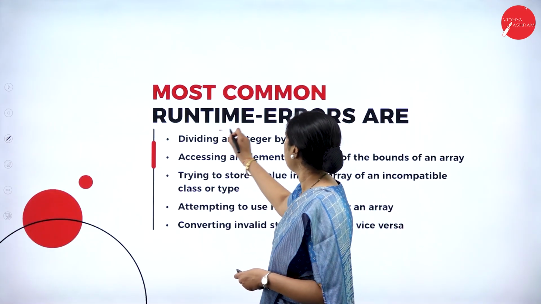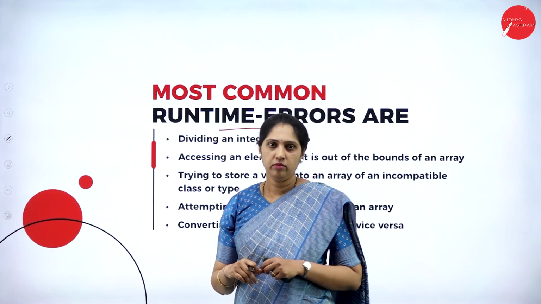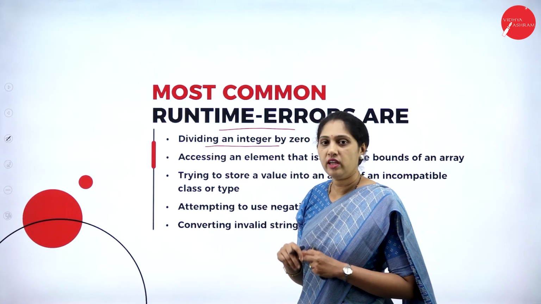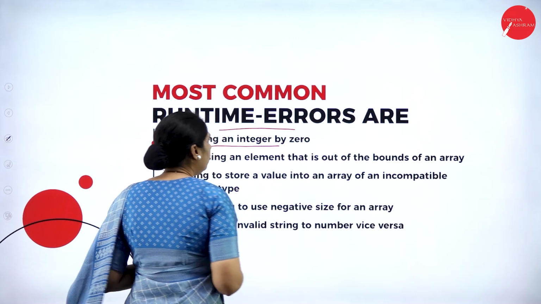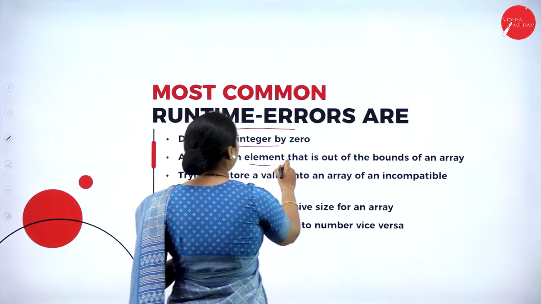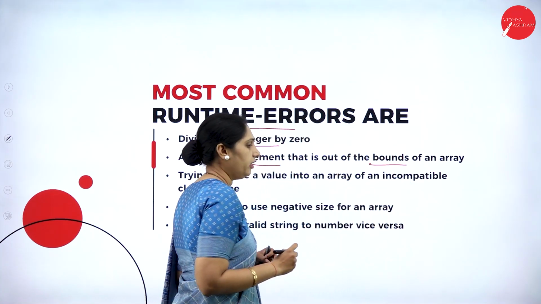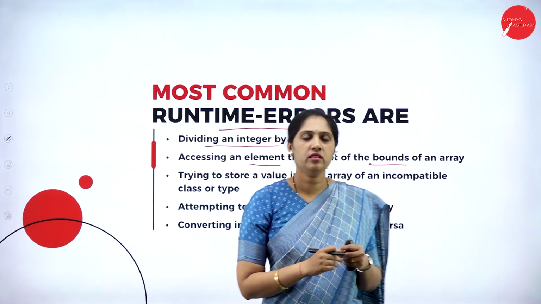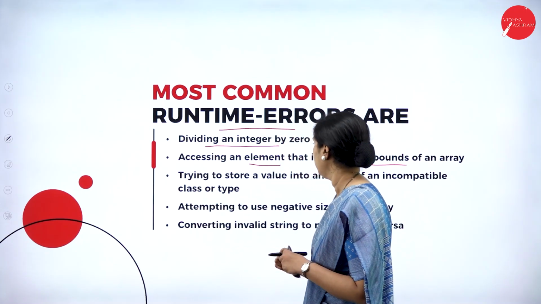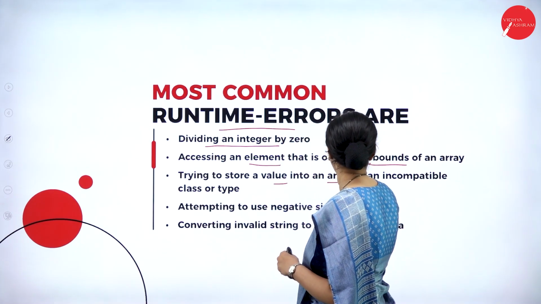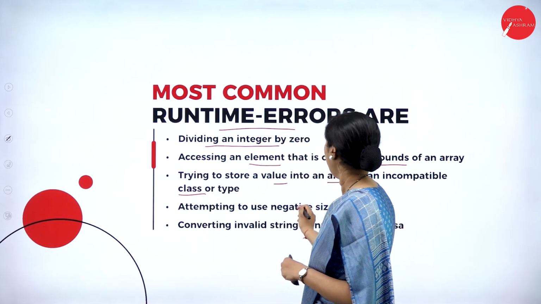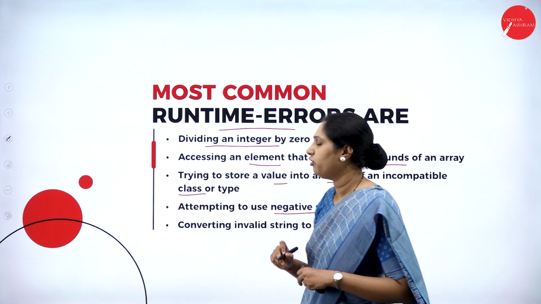So what are the most common runtime errors? Divide by 0: dividing an integer by 0 is the most common type we do in an arithmetic operation. Accessing an element that is out of the bounds of an array. You have declared an array of 10 elements, and when you access the 11th element, you get a runtime error. Trying to store a value into an array of incompatible class. Similarly, an attempt to use a negative size for an array.